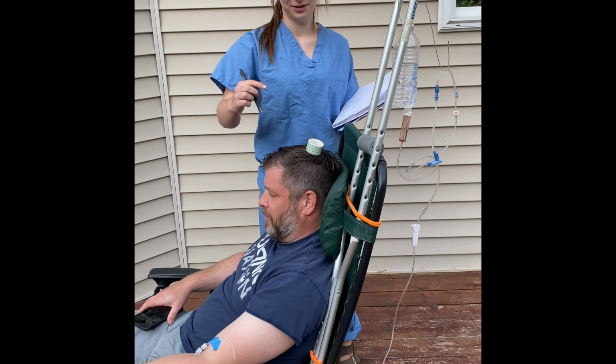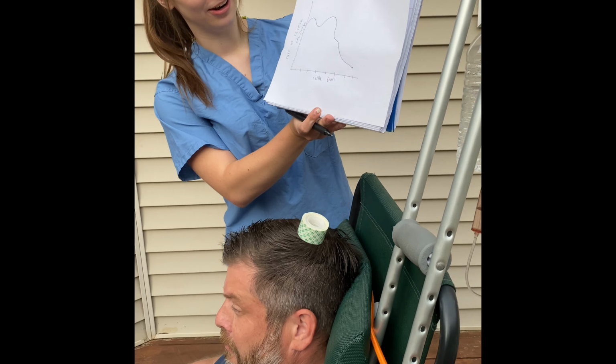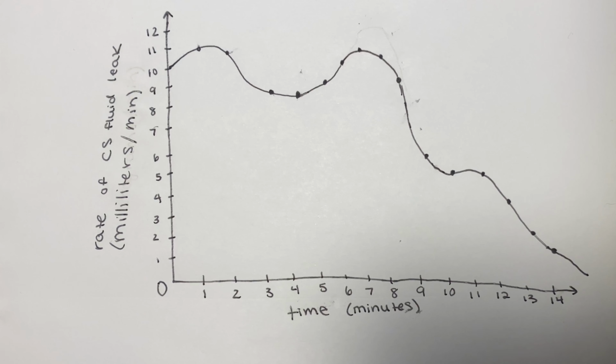Here's a patient where cerebrospinal fluid is leaking from his brain. Using this chart, we're going to find out how much fluid has leaked based on his rate. This graph tracks the rate of cerebrospinal fluid leaking in milliliters per minute over a time period of 14 minutes.